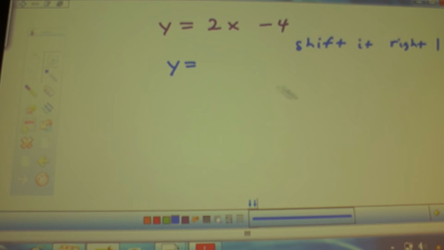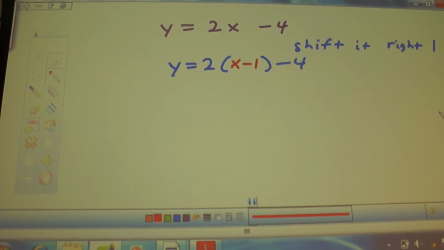Okay, so shifting it right 1. Again, you're going to rewrite this, only instead of x, you're going to put a giant parentheses. And inside there, you're going to take the x and you're going to do what with it? X minus 1. Right? Everyone's got that? Because right means minus. Left would be the plus, because you subtract off however much your right move is. And then ideally you clean it up.